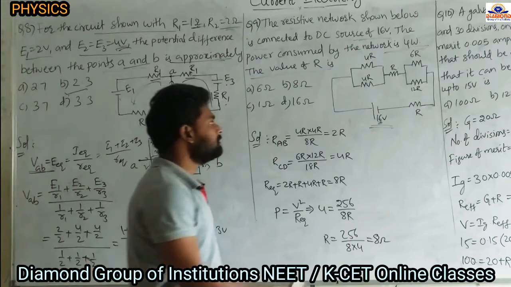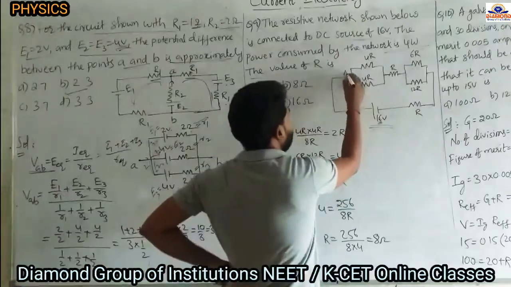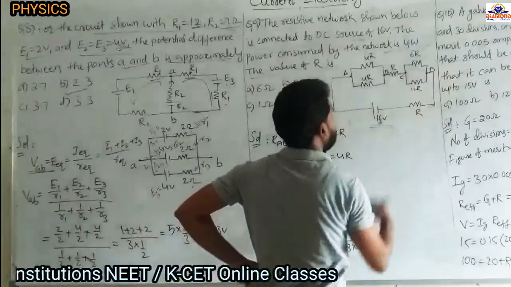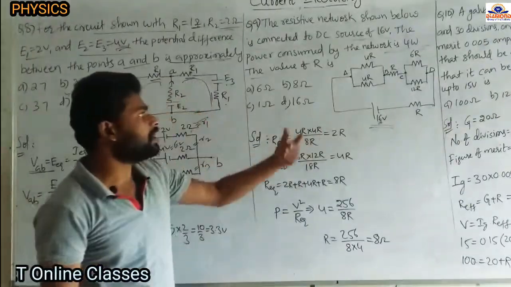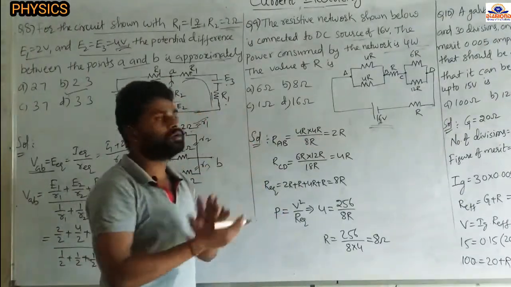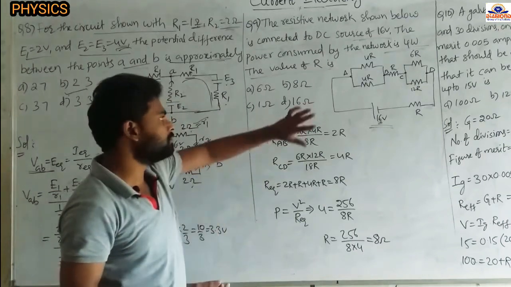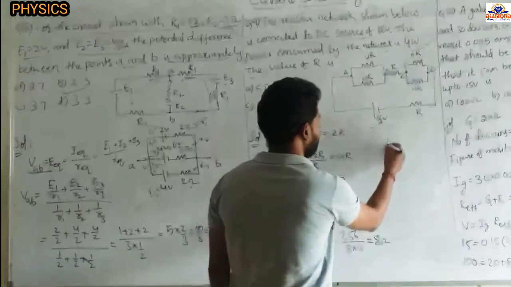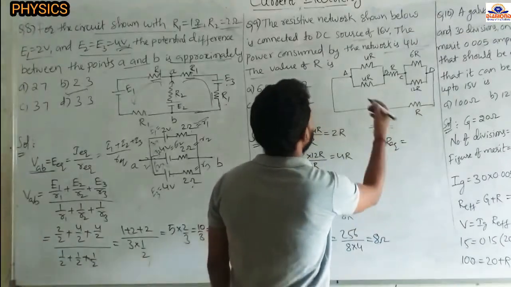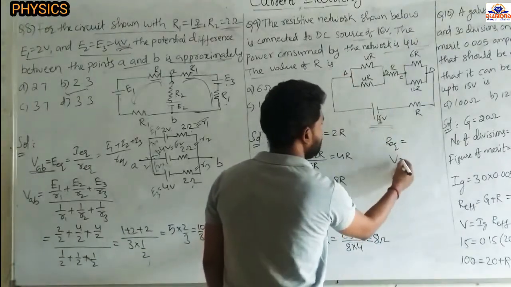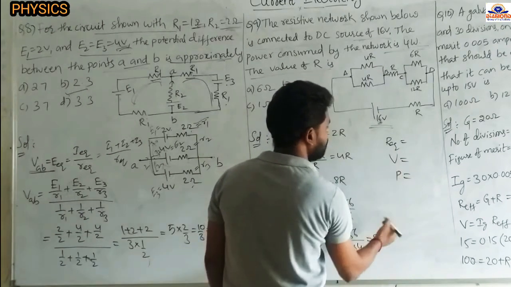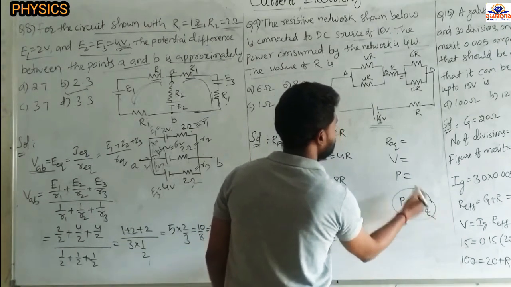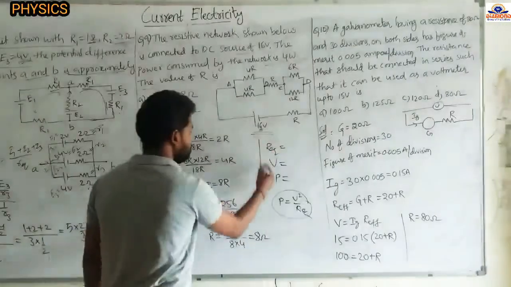Now I am marking the points. This is the A point, this is the B point, here it is C, and here it is D. To find the R value, I am going to find the total equivalent resistance of this circuit. If we know R equivalent, and they have given the source voltage and power consumed, then P equals V square by R equivalent. From this we can find the R value very easily. These are the steps.